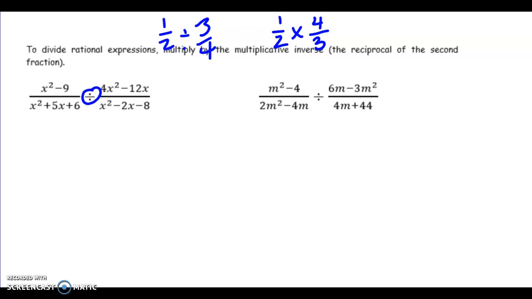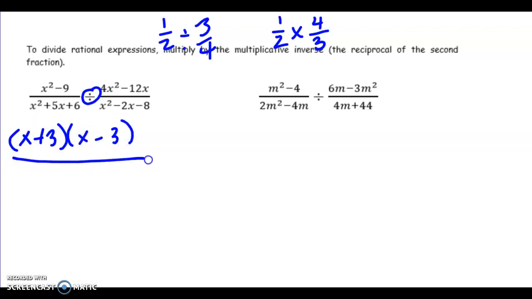All right, so the first one I've got a difference of squares. So that's going to be x plus 3 and x minus 3 on the top. On the bottom, they're both positive, it's going to be x plus 2 and x plus 3. Then I'm going to change that to multiplication, and I'm going to flip the second fraction.